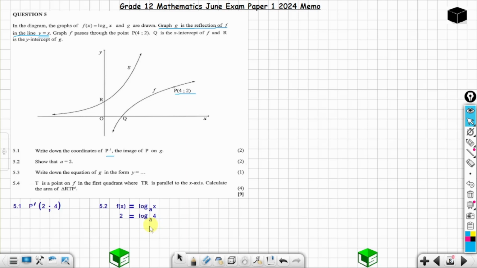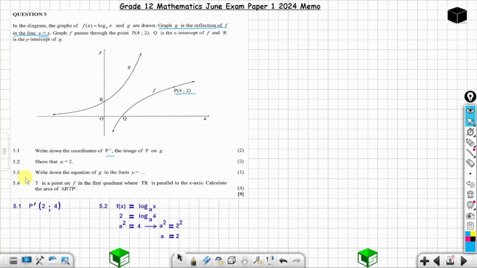You can see this is the base. So you have a to the power of 2. Whatever you have on the other side of the equal sign is your exponent. So this is equal to 4. So you have a to the power of 2 is equal to 4, and you can write 4 as 2 to the power of 2. So when your exponents are equal, now you can equate your bases. So you have a is equal to 2.